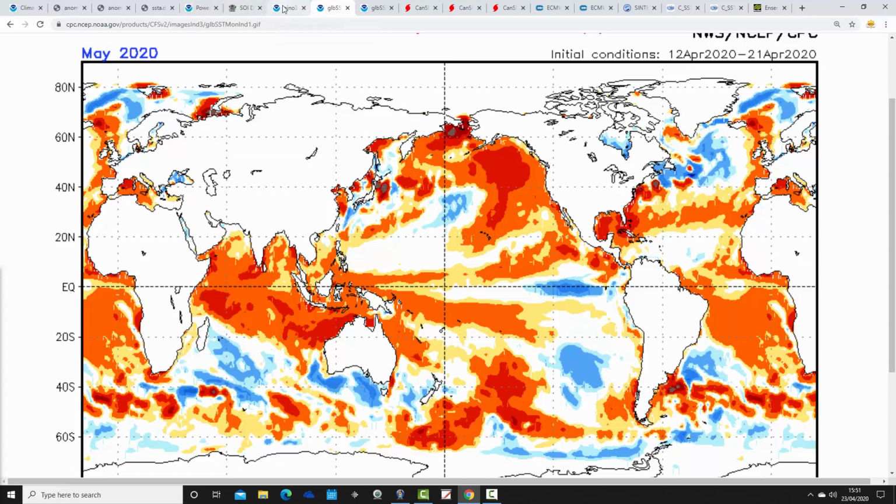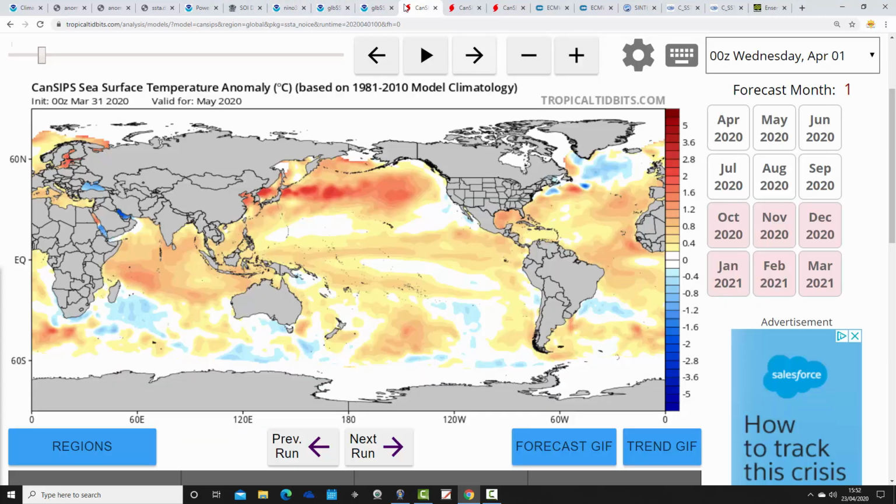So we shall see whether the CFS has this right or not. This is how CanSips is looking. Now, a couple of months ago, CanSips, which is the Canadian model from tropicaltidbits.com, was going for quite a strong La Niña. This is the latest forecast from this month, so this is May, and again, not much sign of La Niña, not much sign of blue colours here in the actual Pacific Ocean next month.